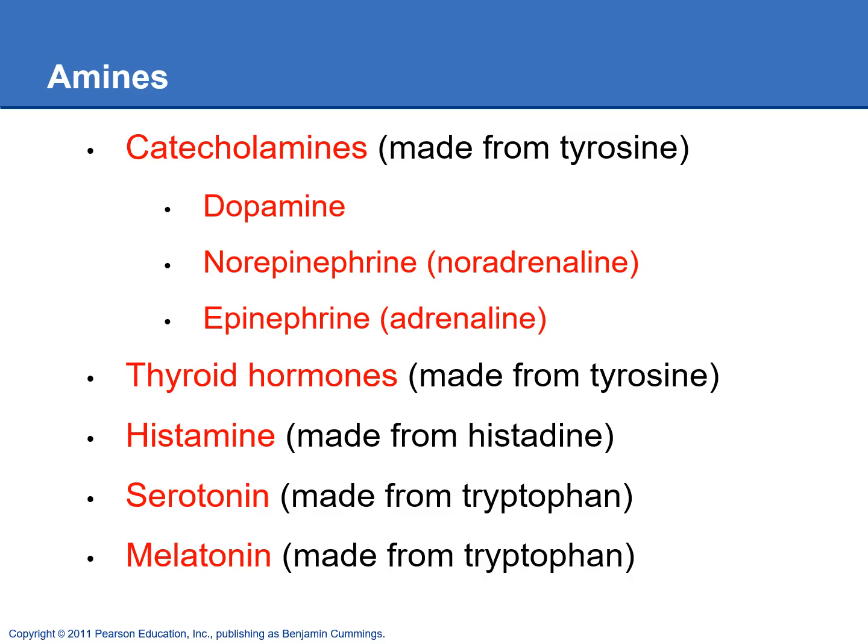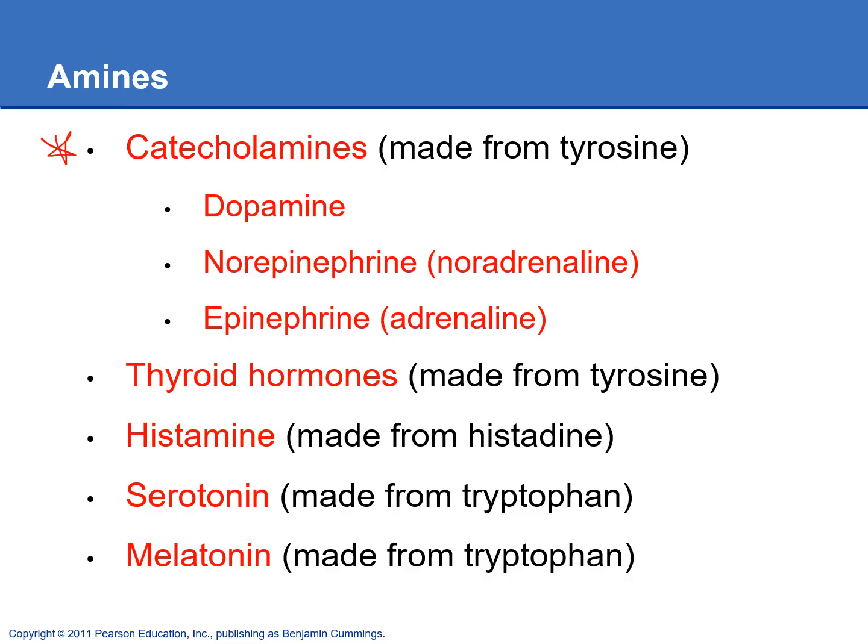So you do need to memorize the different amines, and I did put down which amino acid they're made from. You do not have to memorize that. I don't care that you know that catecholamines are made from tyrosine. I just care that you know that they're an amine and they're made from amino acids. Very important to memorize this group called catecholamines. And we'll show you a picture of why they're called that in a minute. And we have 3 of them. We have dopamine, norepinephrine, also called noradrenaline, and epinephrine or adrenaline. So those are the 3 catecholamines.